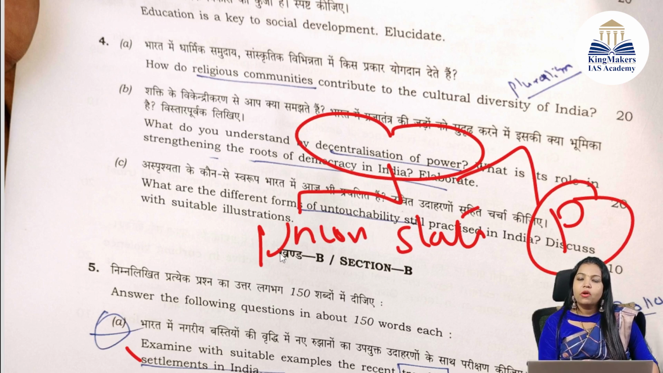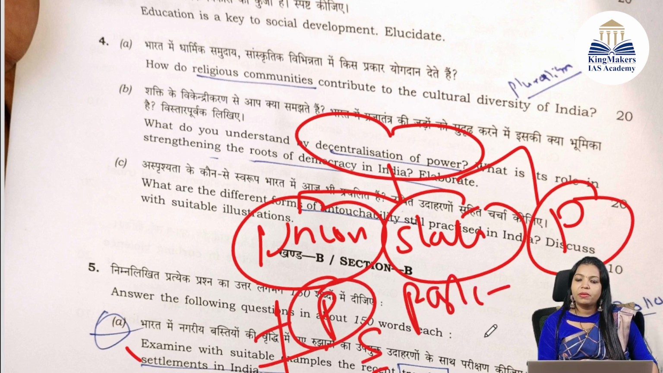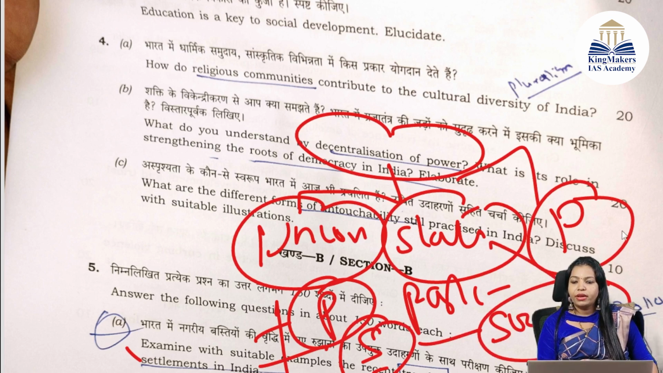Secondly, how it is strengthening: you have to say how decentralization of powers is helping at the political level, social level, economic level, etc. At the political level there will be more participation of the people. At the social level, more social issues can be seen and handled by the state government, panchayat level and union government in the Indian context.